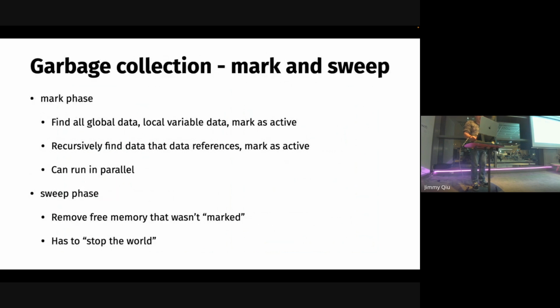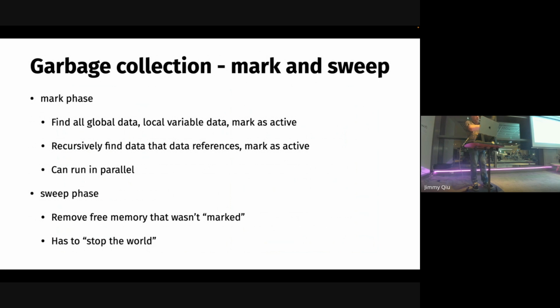So going back to garbage collection really quickly, it has a couple of phases. There's mark and sweep with a lot of traditional garbage collectors. The mark phase goes through all the global data and local variable data that's accessible in the stack, and marks it as active. Then it recursively fans out and finds all the references that it can, and marks all those references as active too. That phase can run in parallel.